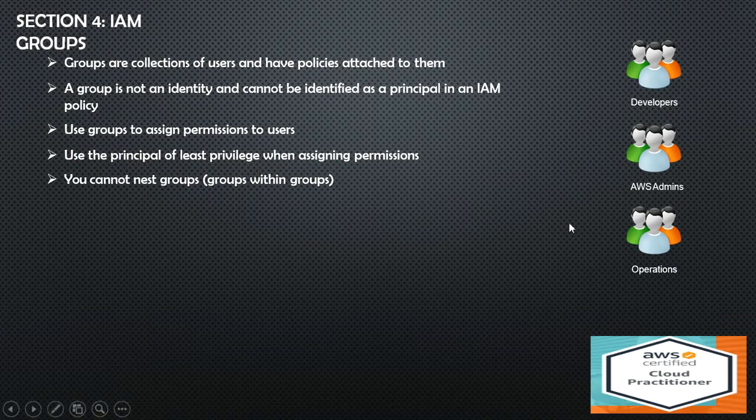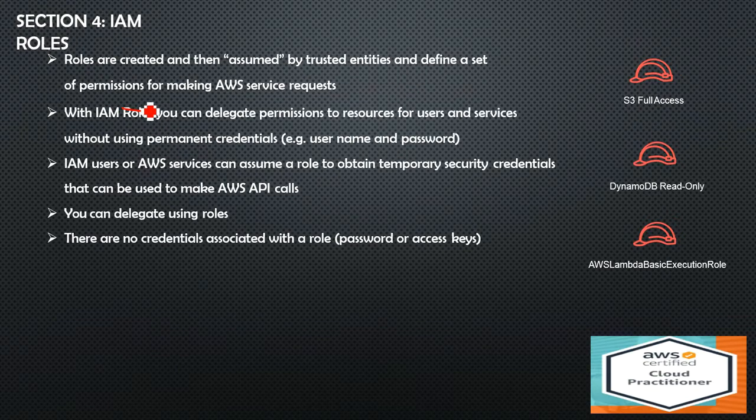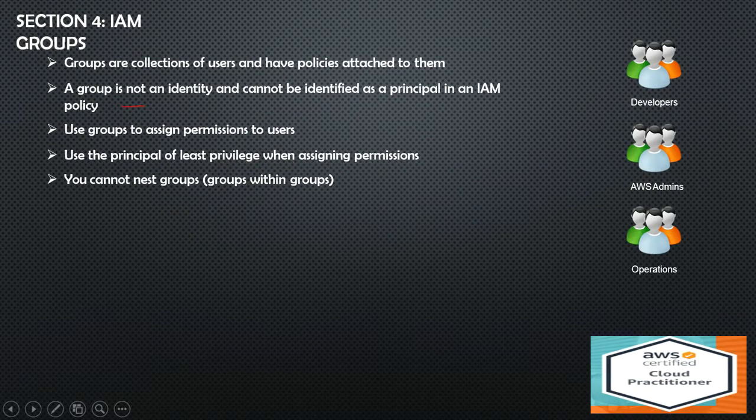And the next line says a group is not an identity and cannot be identified as a principal in an IAM policy. Okay, so that is not an identity. It's just a group. Use groups to assign permission to users. So that is what I said. You just add that user to that group, and the permissions that are assigned to a group will be assigned to the user as well.